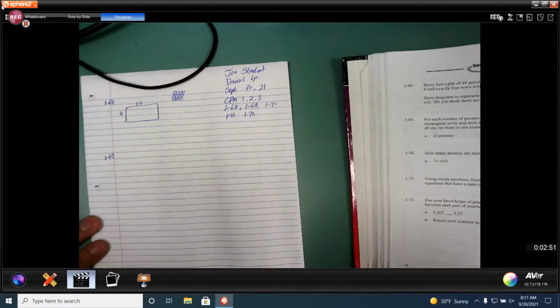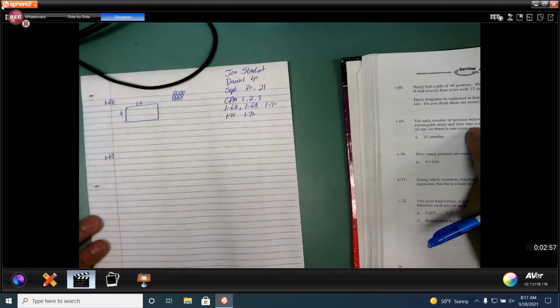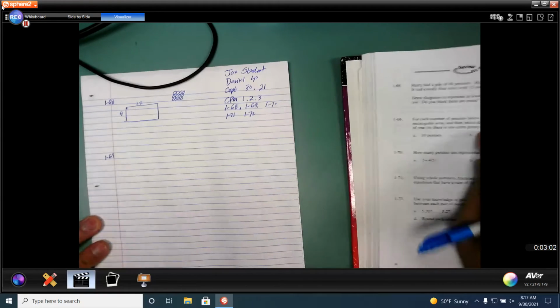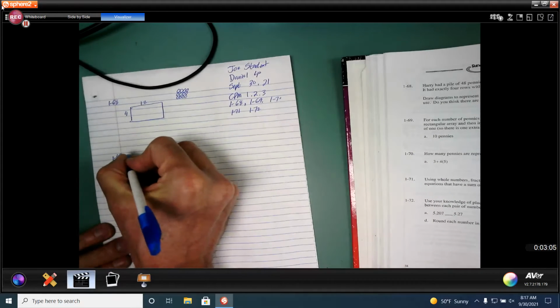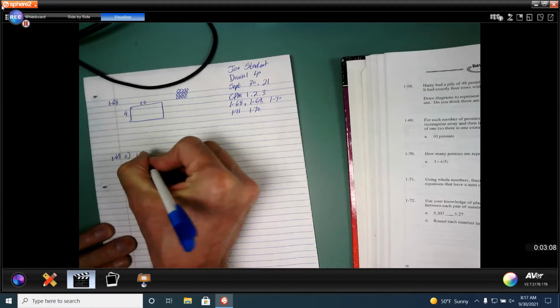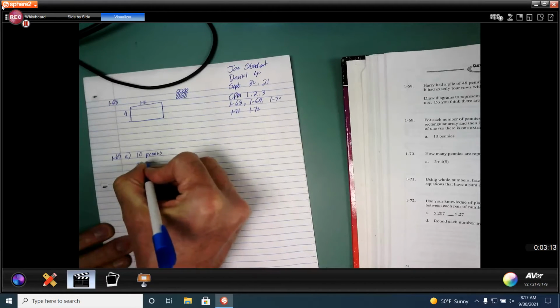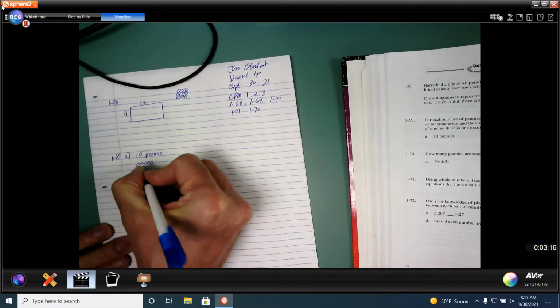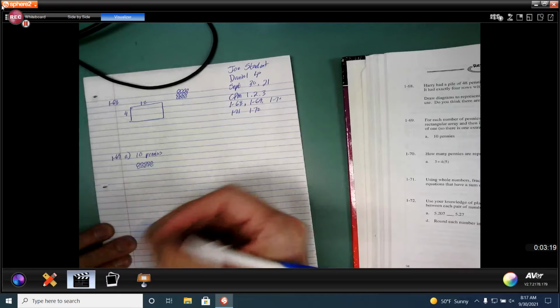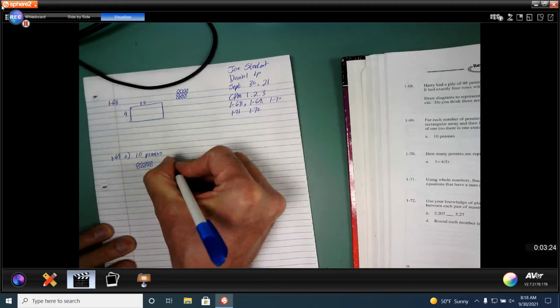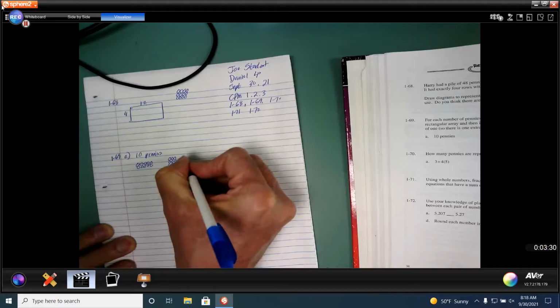169, this one, for each of the number of pennies below, arrange them first into a complete rectangular array and then into a different array that has a remainder of 1. So that means there's 1 extra penny. Okay, and the first one, A, is there's 10 pennies. So I'm going to make 2 rows of 5. And that's the first part. Now they want me to make another one that has 1 left over. So that means 10 minus 1 is 9. I'm going to go 3 rows of 3 for the 9, and then plus 1.